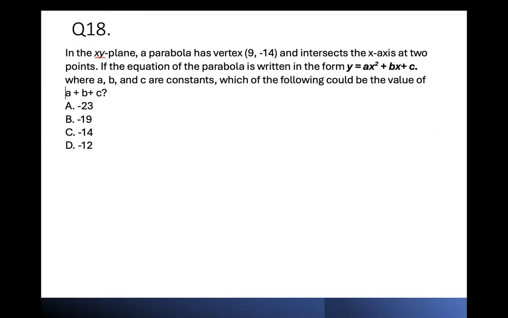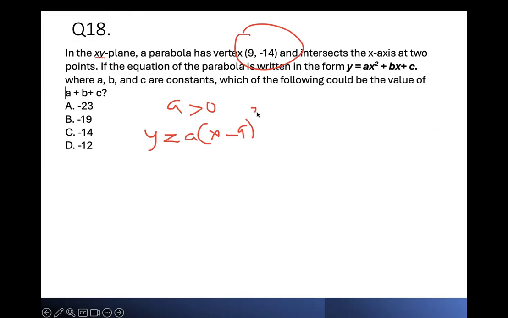You say, oh, so many constants. How can I get them? You don't need to get them individually. You can get them at once. Once again, get them at once. Whenever they say a plus b plus c, try and see if you can get them at once. I know a has to be greater than 0. And when they give me the vertex, I know y is equal to a(x minus 9) squared minus 14. That is already taken care of.